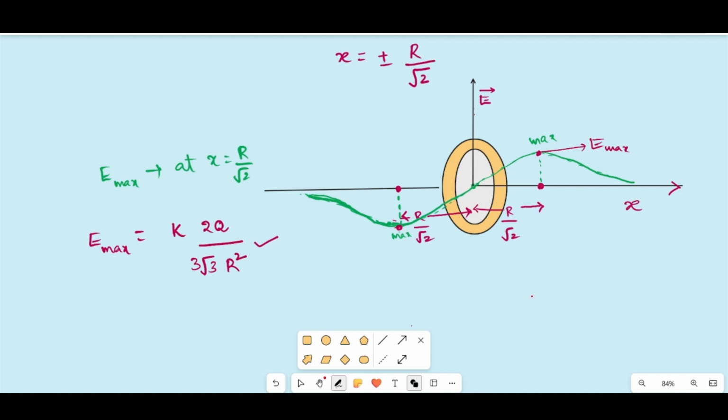If you see along the y-axis how the electric field is varying with distance, we took the value of electric field on the y-axis, and we observe how this electric field is varying along the axis.